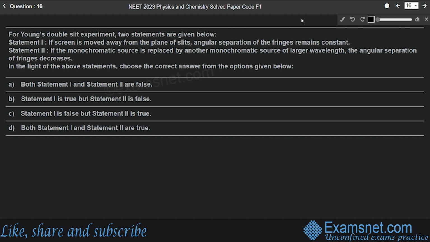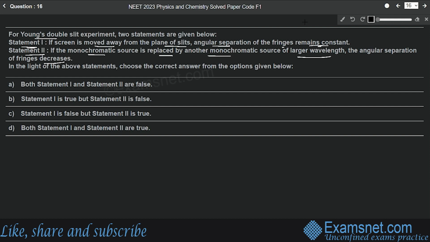Question number 16 is from the chapter Wave Optics, and the question is, for Young's double slit experiment, two statements are given below. First statement says if screen is moved away from the plane of slits, angular separation of the fringes remains constant. And second statement says if monochromatic source is replaced by another monochromatic source of larger wavelength, the angular separation of the fringes decreases. So in the light of the above statements, choose the correct answer from the options given below.